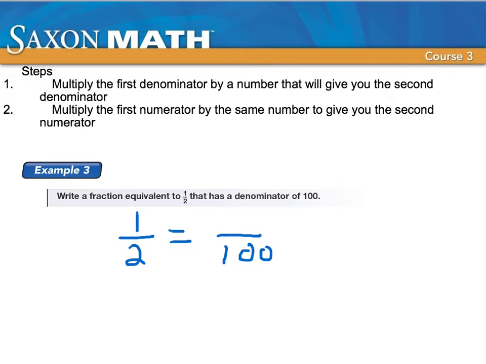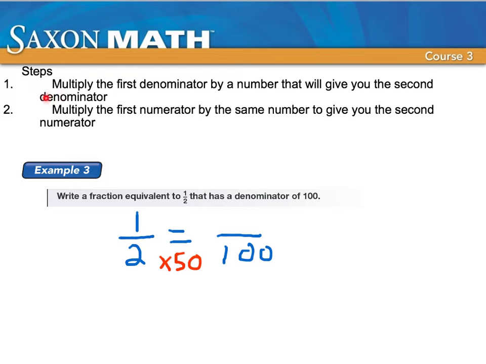Okay, so step 1 up here says to multiply the first denominator by a number that gives you the second denominator. So I need to figure out what do I multiply 2 by to get to 100. Well, to get from 2 to 100 I have to multiply by 50. Okay, that's step 1, is to figure that out.